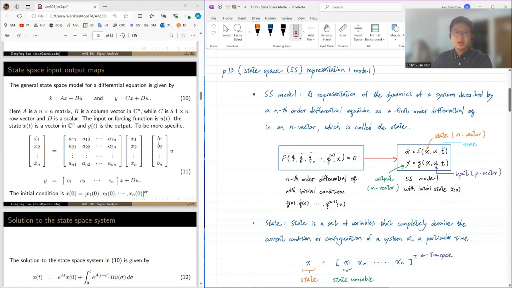Typically, the state space model is comprised of two components: the state dynamics of the system, which is a function of the state x of t, the input u of t, and time t, and the output equation, which is also a function of the state, the input, and time. The state dynamics indicates how the system state evolves with its current value, input, and time. The output equation indicates how the output measurement is related to the system state, input, and time.